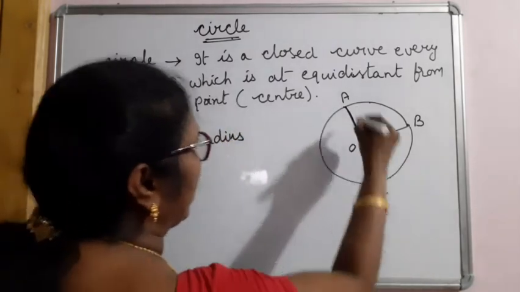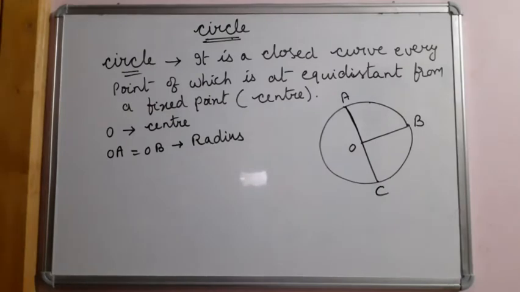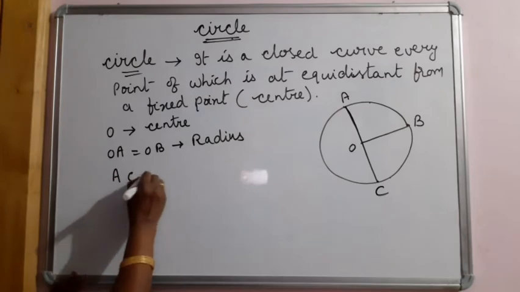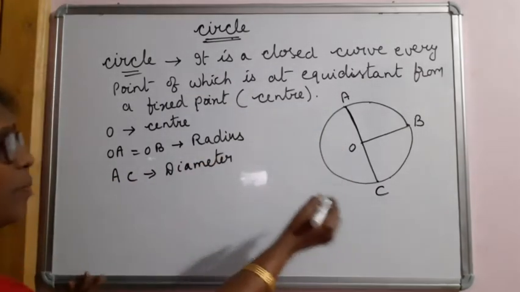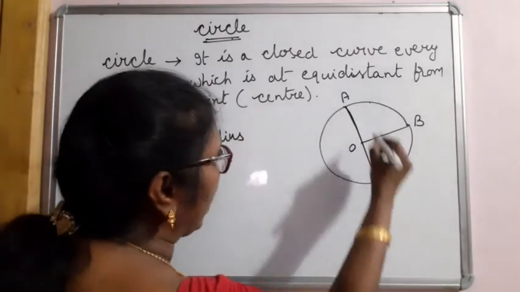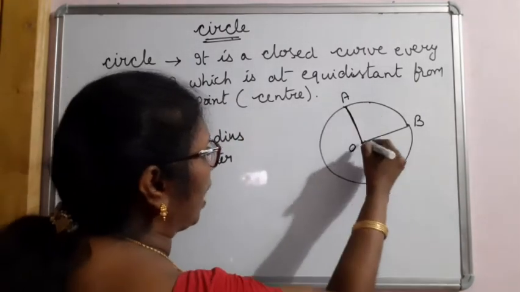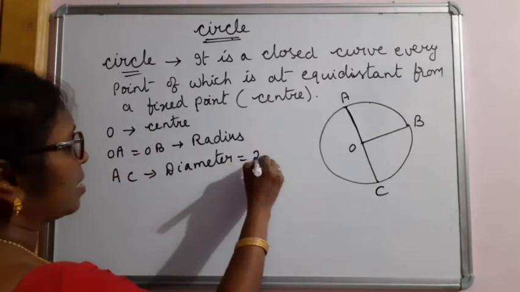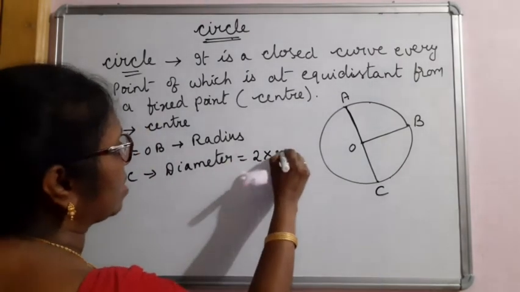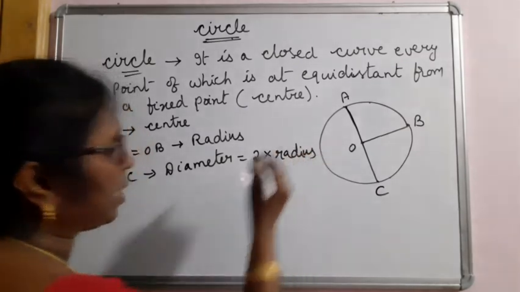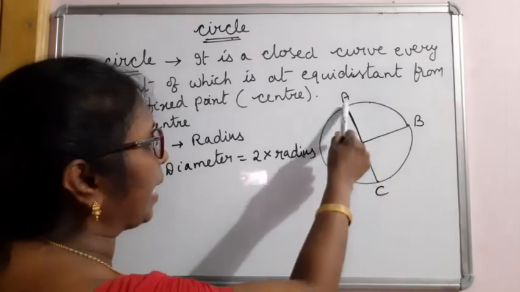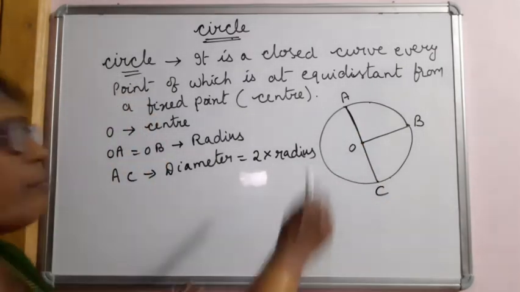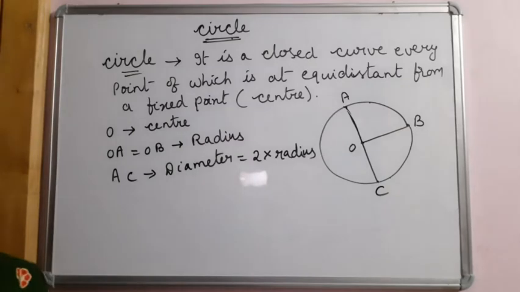Suppose this AO, let me produce up to C. That means AC is passing through the center O. Then AC is called the diameter of the circle. AC is the diameter of the circle, and we can see AC is equal to OA plus OC. That means the diameter of the circle is equal to 2 into radius. That means the line segment joining any 2 points of a circle passing through the center is called the diameter of the circle.